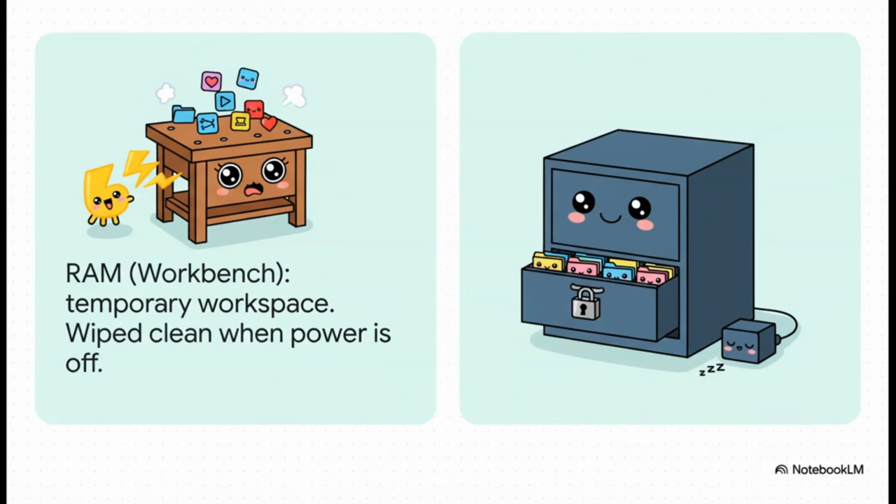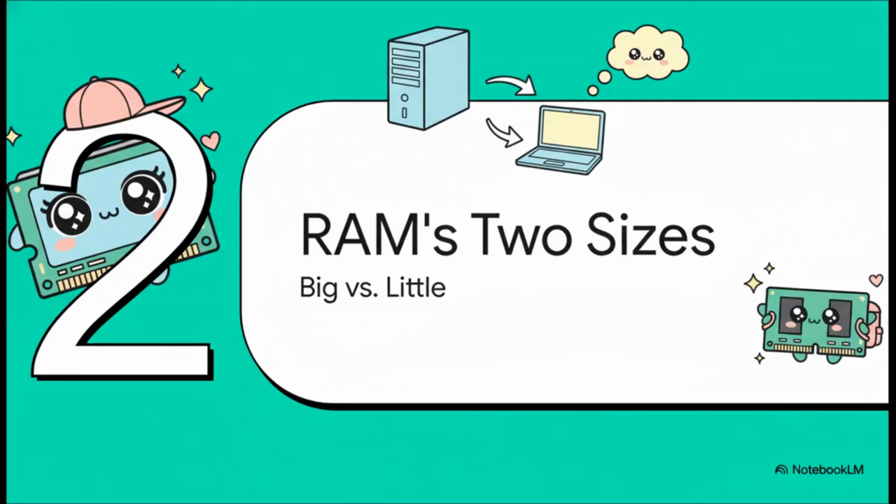It's this super fast active workspace. But, and this is the most important part, when you turn off the lights for the day or the power suddenly goes out, the Workbench gets wiped completely clean. That's what we call volatile memory. Poof, it's gone. So we know what RAM does, but what does it actually look like?